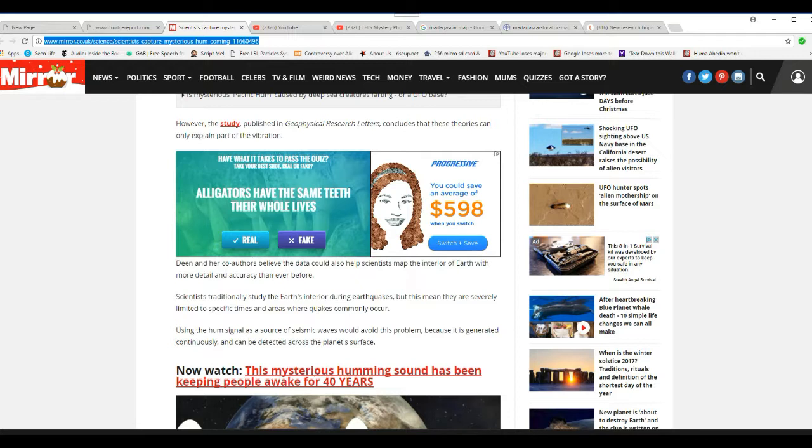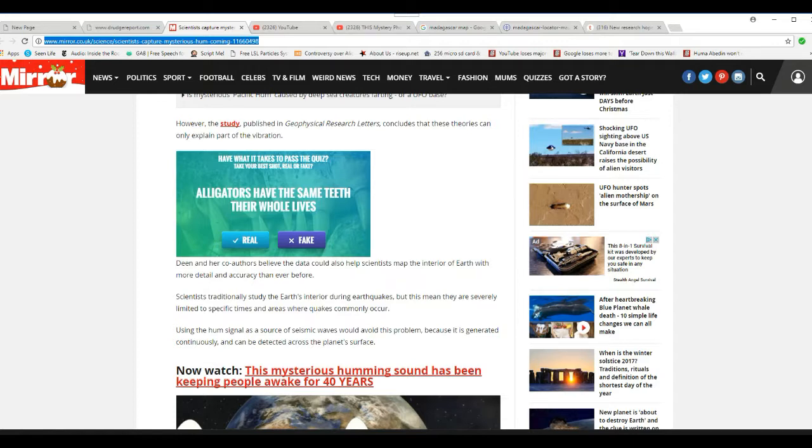Scientists traditionally study the Earth's interior during earthquakes, but this means they are severely limited to specific times and areas where quakes commonly occur. Using the hum signal as a source of seismic waves will avoid this problem because it is generated continuously and can be detected across the planet's surface. I'll say this one more time, you scientists might wind up proving Hollow Earth people right. Who knows? Yeah, I'm going to be keeping an eye out for this story, because that's interesting, to say the least.